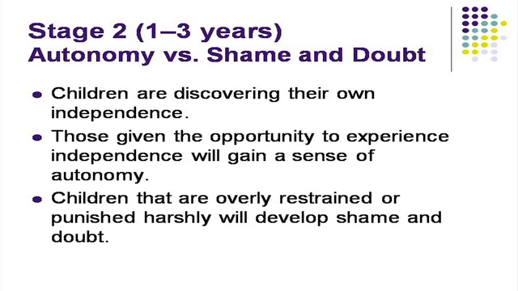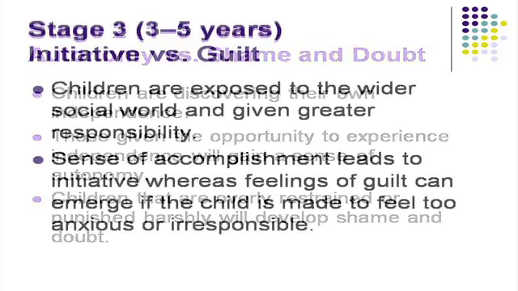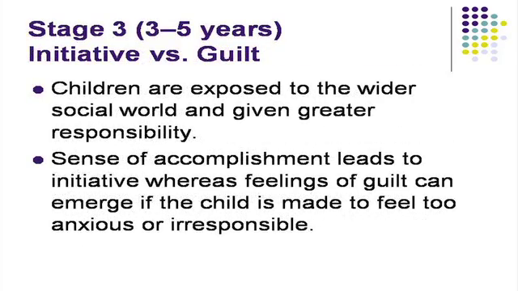Those given the opportunity to experience independence will gain a sense of autonomy, independence. But children that are overly restrained or punished harshly will develop shame and doubt. So balance is the key, guys, right? Then stage 3, initiative versus guilt. Children are exposed to the wider social world and given greater responsibility. So a sense of accomplishment leads to initiative, whereas feelings of guilt can emerge if the child is made to feel too anxious or irresponsible. All right?